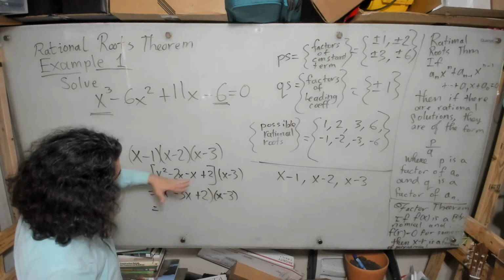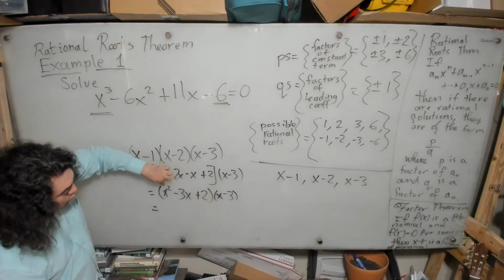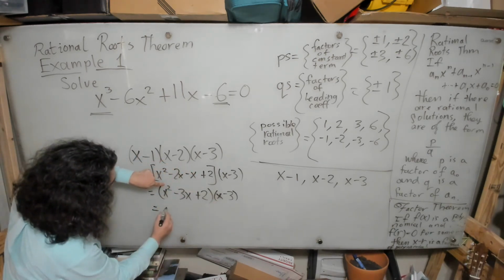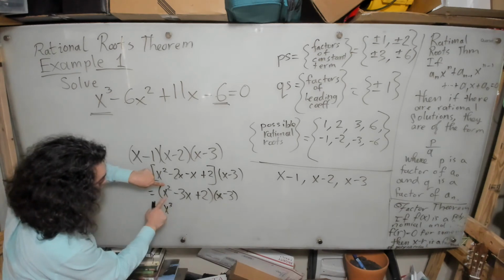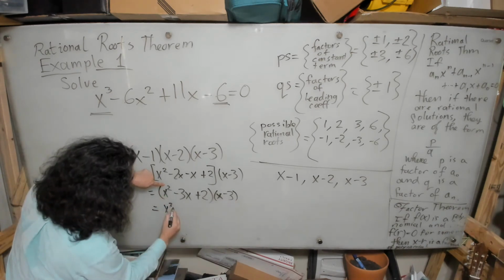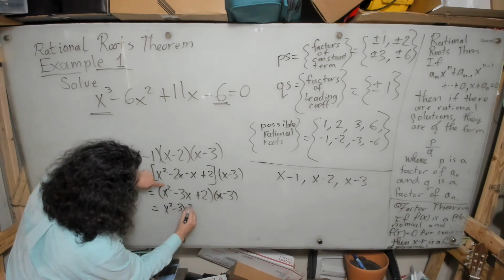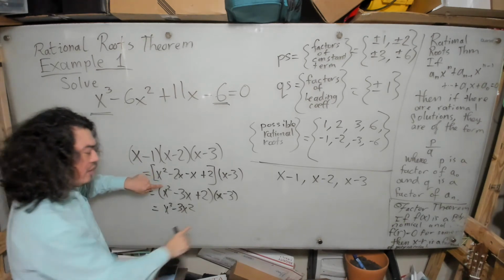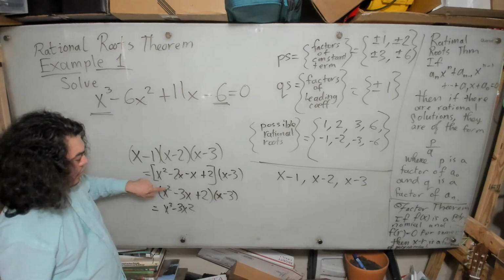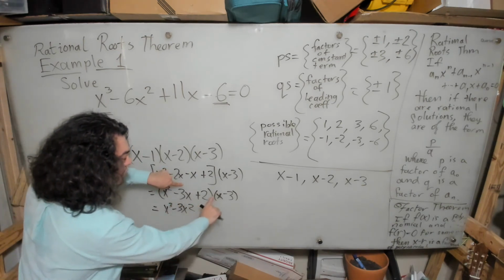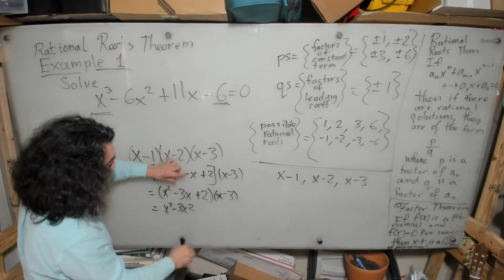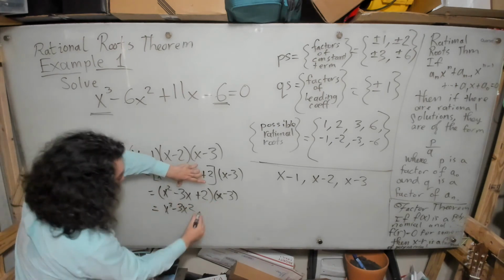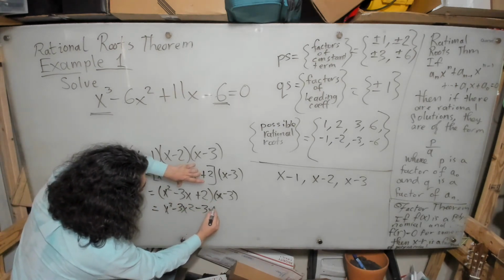I want to multiply these now. Here's how I'm going to do it. I'm going to multiply the x squared times this x, so that'll be x cubed. I'm going to multiply this x squared times this minus 3, negative 3x squared. Notice what I'm doing. I'm going to multiply this times everything in the second parenthesis. Then I'm going to move to this one, and I'm going to multiply this one times everything in that parenthesis, and so on. So negative 3x times x is minus 3x squared.